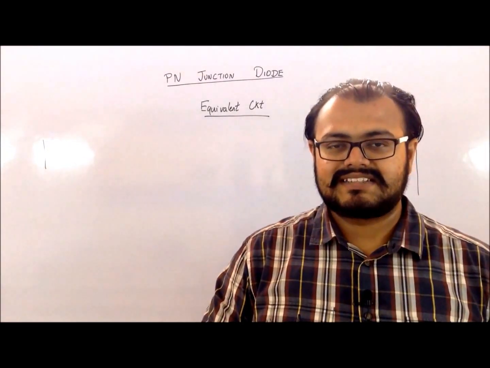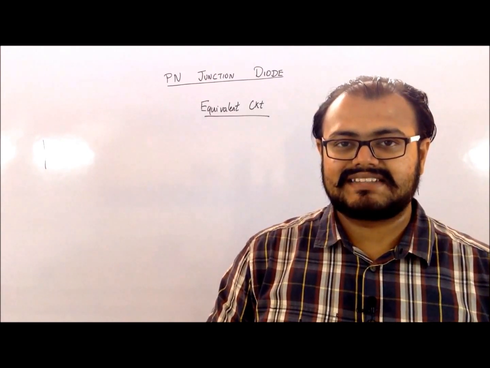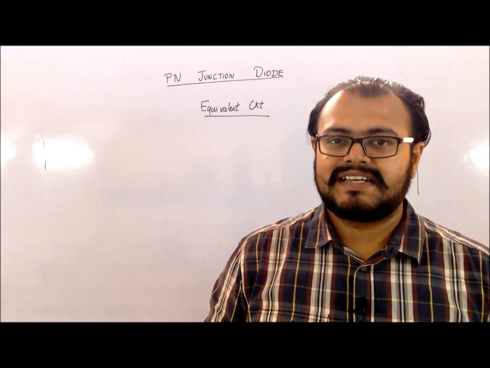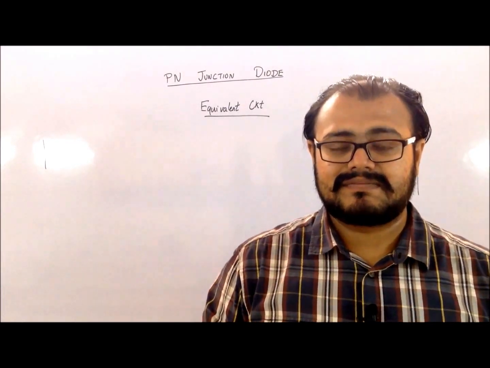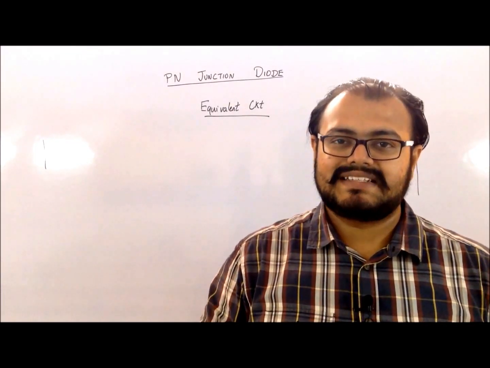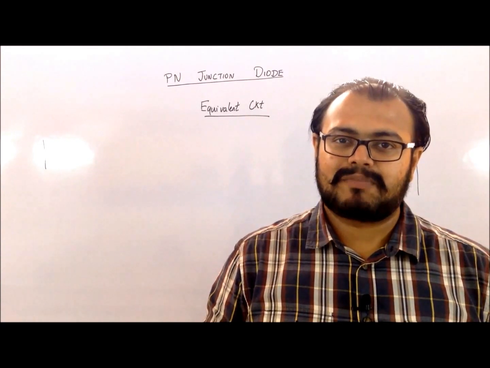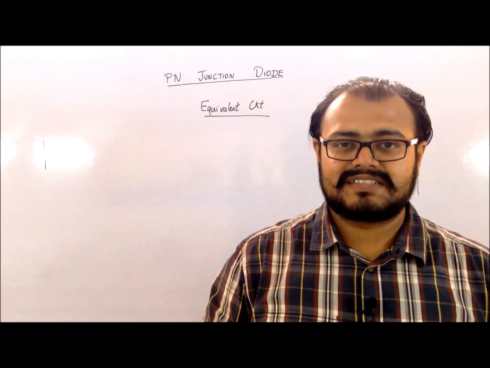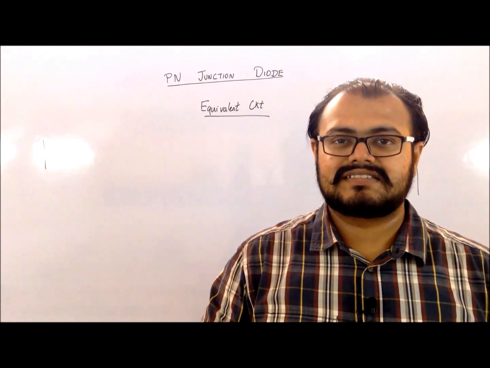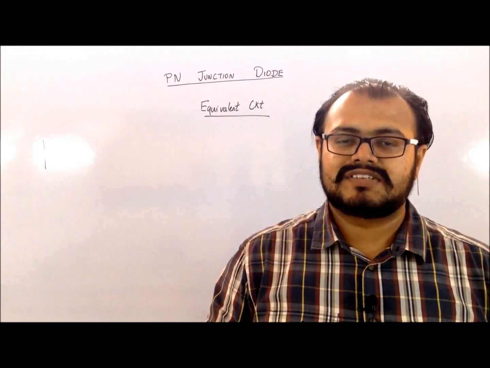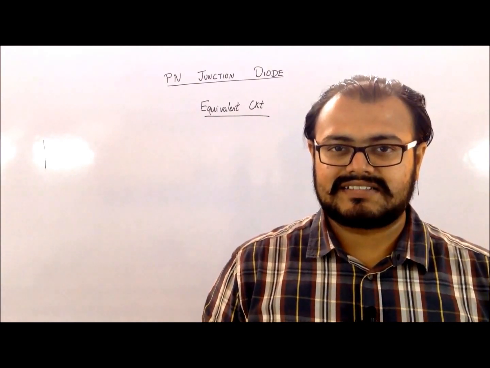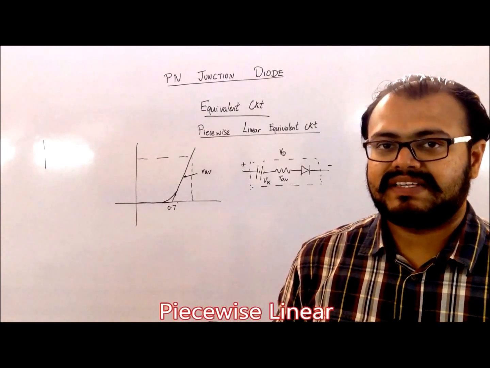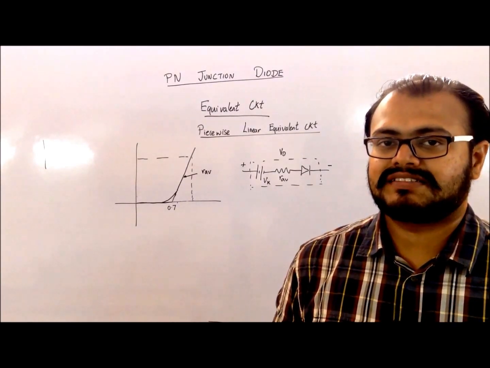Equivalent circuit means that we are replacing my existing device with a combination of elements to properly define that particular device. The elements which will be replacing the device are going to approximately give the characteristics of that particular device. This helps us in the analysis of the device characteristics or its working in a particular set of circuits. So the first type of equivalent circuit for a diode is my piecewise linear equivalent circuit.